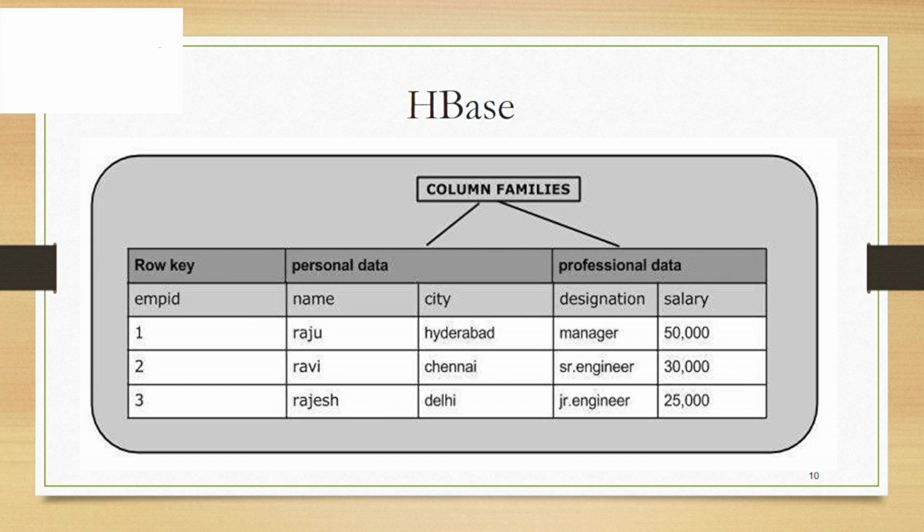These are column families. There are three columns. The row key is employee ID, with personal data and professional data. There are two values in personal data, name and city, and two values in professional data, designation and salary. Or we can say that personal data has two components and professional data has two components, and both are column families. And there is another column called row keys.